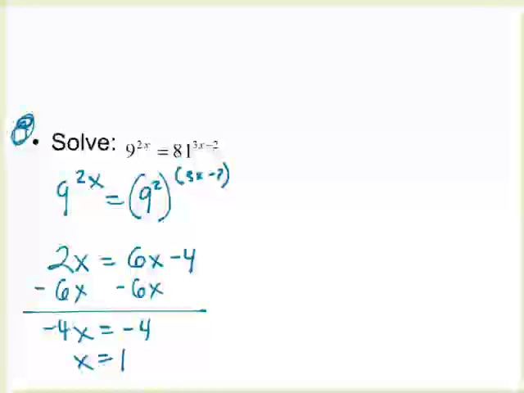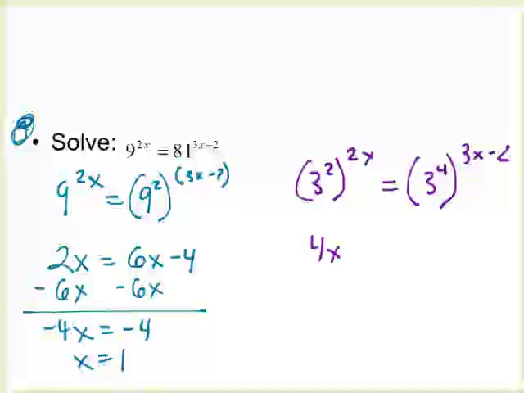Or some people may think of bases of 3 instead and change the 9 into a 3 squared and change the 81 into a 3 to the 4th. That totally works too. So then we would say 4x is equal to 12x minus 8 and go from there, and you'll get exactly the same answer. So it doesn't matter what you make the bases as long as you make them to be the same. And then once they are the same, you can ignore them and set the exponents equal.